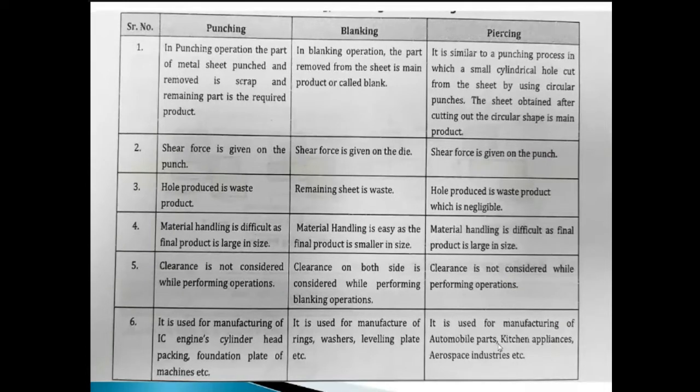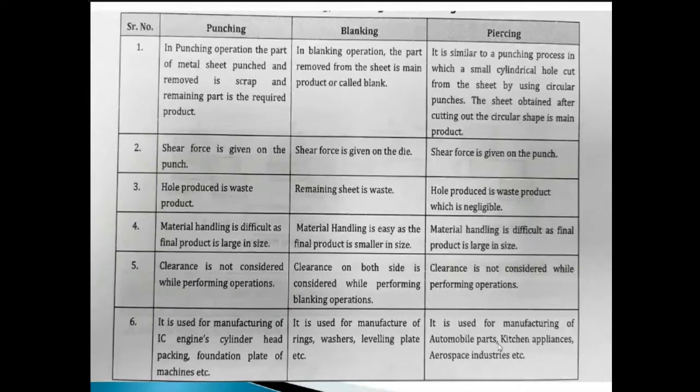Second difference: in punching, shear force is given on the punch. In blanking, shear force is given on the die, and in piercing, shear force is given on the punch. Third difference: the hole produced is the waste product in case of punching. In case of blanking, the remaining sheet is waste, and in piercing, the hole produced is the waste product, which is negligible. Fourth difference: in punching, material handling is difficult and the final product is large in size. In case of blanking, material handling is easy as the final product is smaller in size. In case of piercing, material handling is difficult as the final product is large in size.